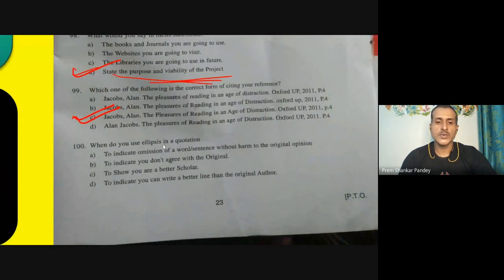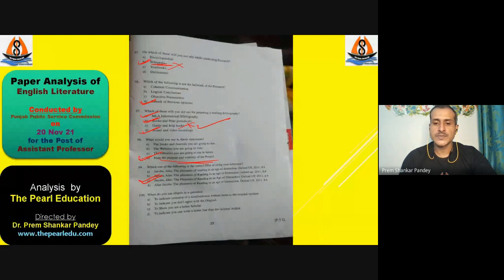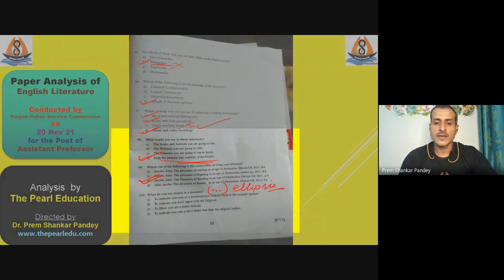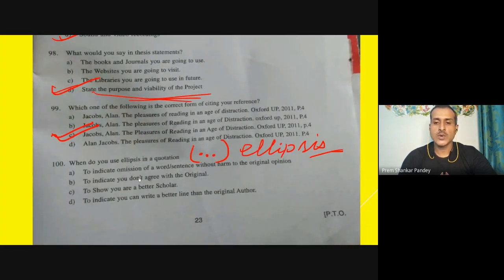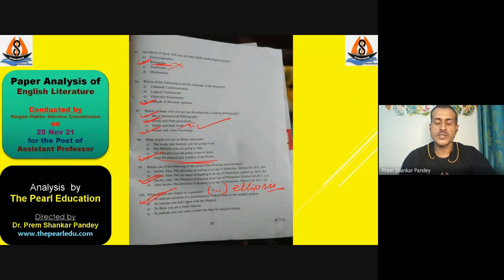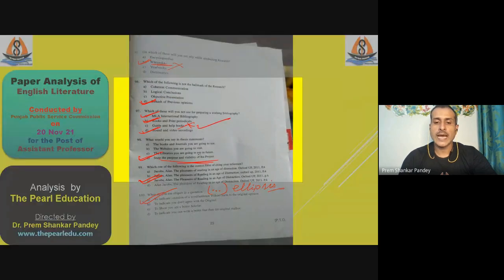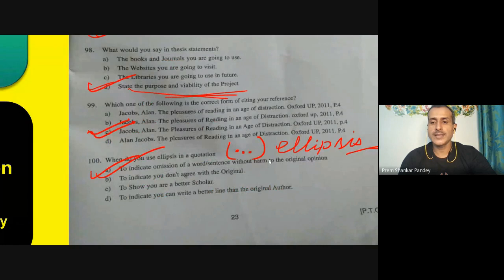The next question, number 100, when do you use ellipsis in a quotation? When you're quoting something, you use ellipsis. What is ellipsis? When you use three dots in any quotation, this is called an ellipsis. It indicates omission of a word or sentence without harm to the original opinion. All of you are absolutely right. It is used to indicate omission. When you are omitting a line or a word or a phrase from the original quotation, you put three dots. It indicates that something is missing from there that is not required here to prove authenticity.